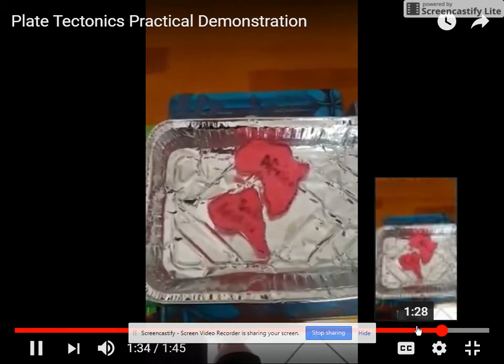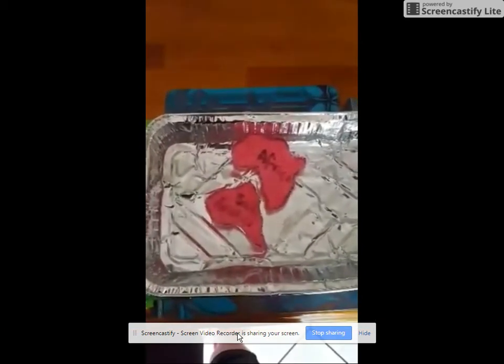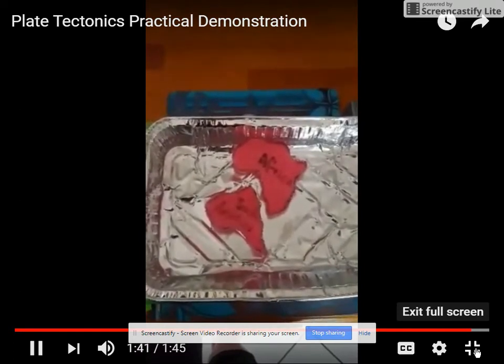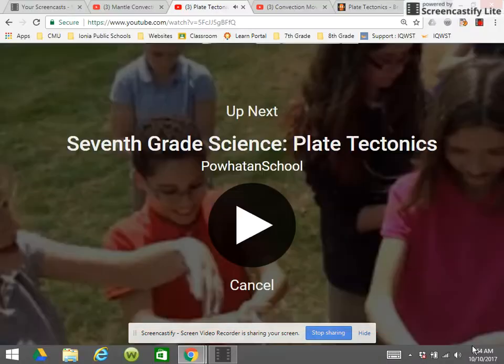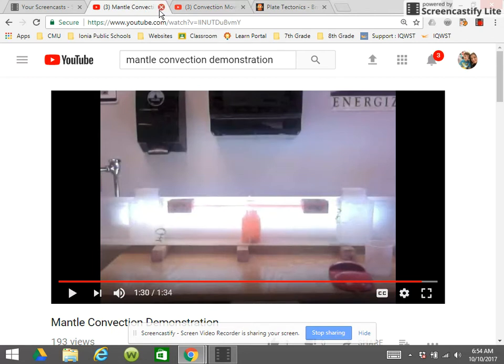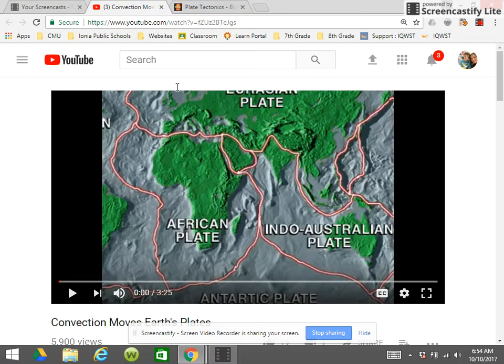If you're looking in terms of energy transfers, it's the mantle transferring energy, those convection currents, to the plates to move them, which is kind of weird to think about because plates are huge. So it's pretty amazing that they have that much energy, that they can transfer that much energy to actually move plates.